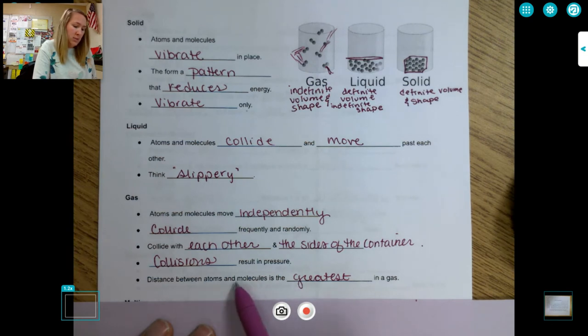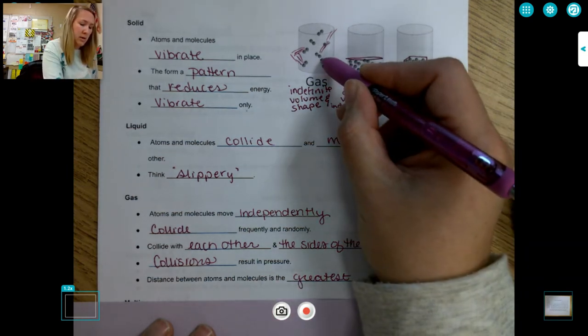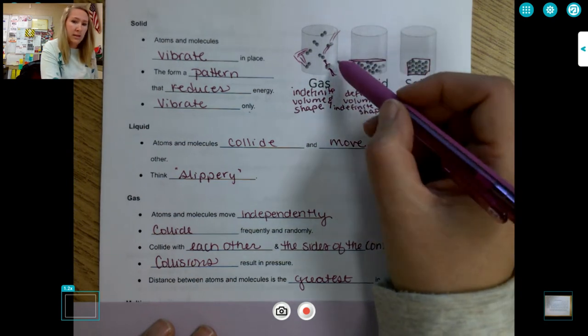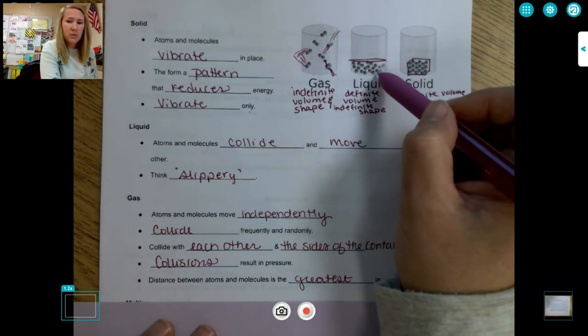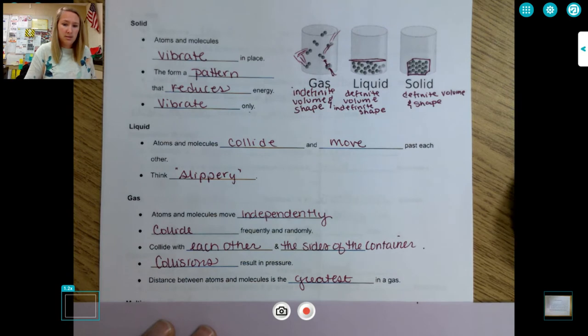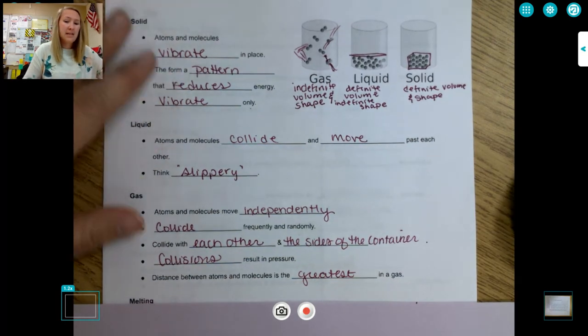And then the distance between the atoms and the molecules is the greatest in the gas. The distance between this molecule and this molecule is the greatest in gases. Liquid is middle and solids is the least. Then we can look at phase changes.